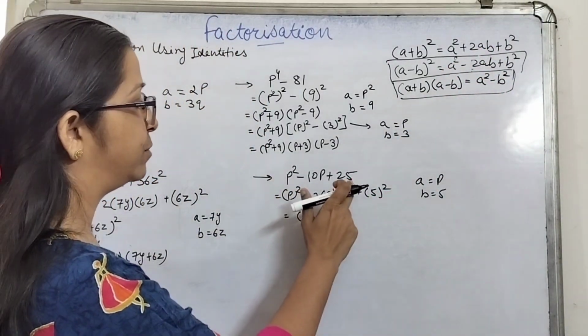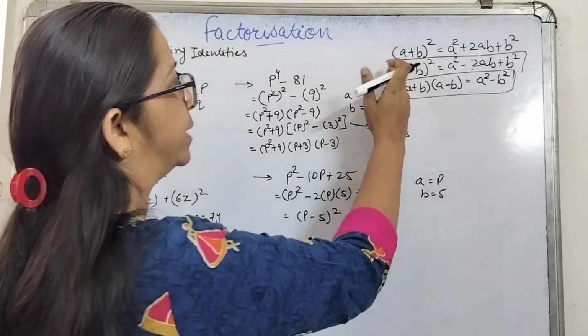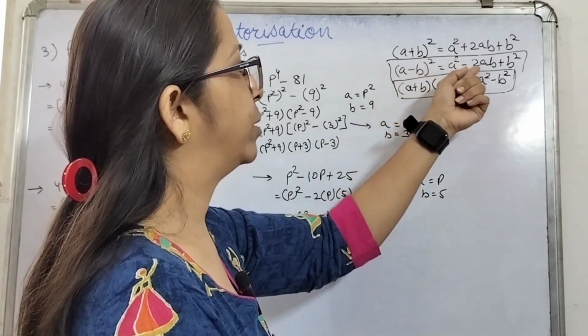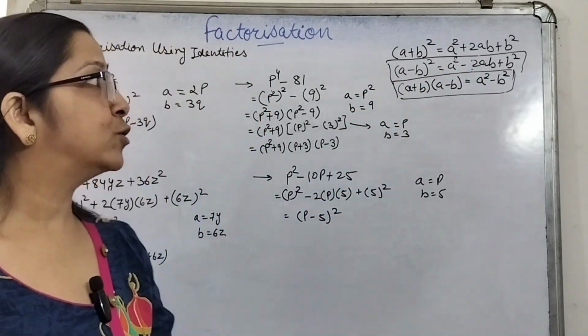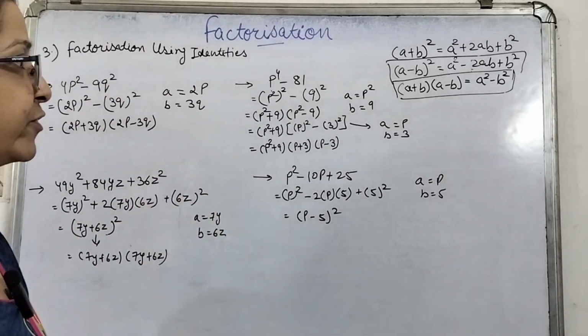If we have three terms in which the first and last terms are perfect squares and the middle term is negative, then it could be written in this form, that is a minus b whole square is a square minus 2ab plus b square. So this is how we can factorize the given algebraic expression by various methods.